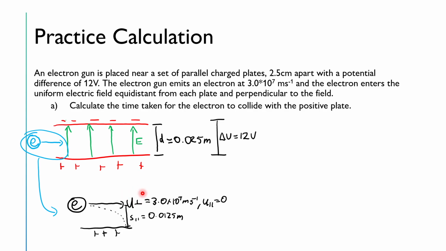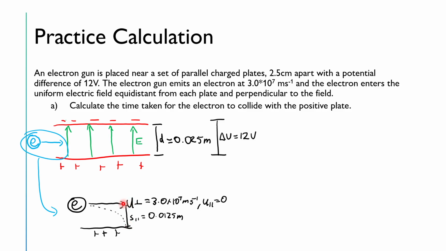Here I drew in the vector for u perpendicular, which is equal to 3.0 times 10 to the 7 meters per second. So note that this direction might be parallel to the plates, but is perpendicular to the electric field. Thus why we've used this perpendicular notation here. The u, the initial velocity in the parallel component, so the velocity which is parallel to the electric field, here is equal to 0. I've then drawn a little bit of a trajectory to show where I expect the electron to go, and while it's still moving from left to right in the diagram, it is progressively moving further and further towards the positive plate, and that's what's being shown here.